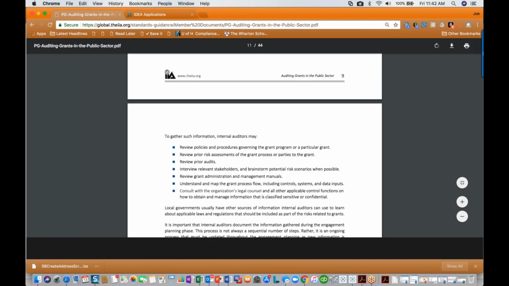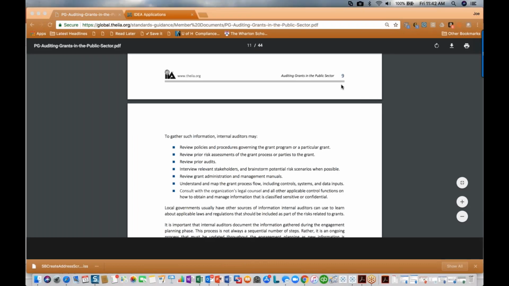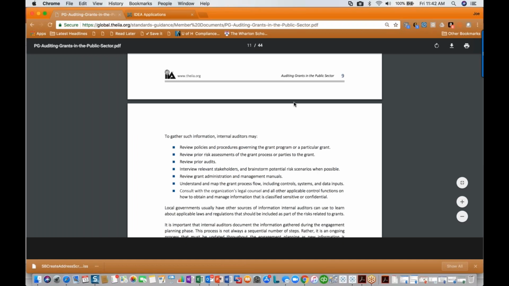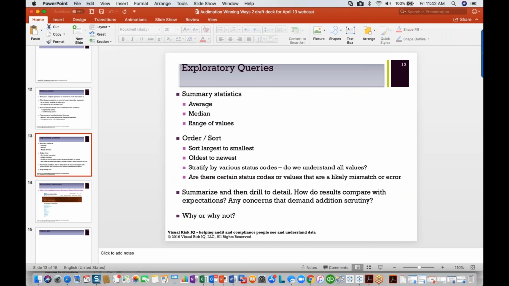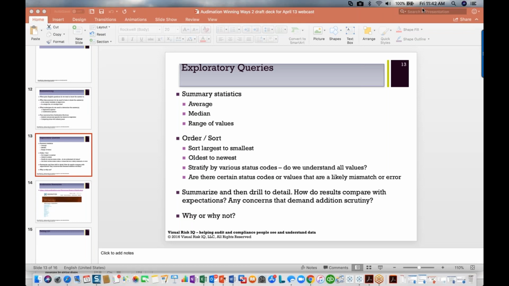We also look at IIA resources. Kim and I are working on a grant audit. There's a new IIA white paper about auditing grants in the public sector. And gosh, we've got a 44-page white paper that we're going through, looking for what English language questions might be important to include on our brainstorming worksheet when we're going in for the audit of a particular area. So certainly an important resource for you.